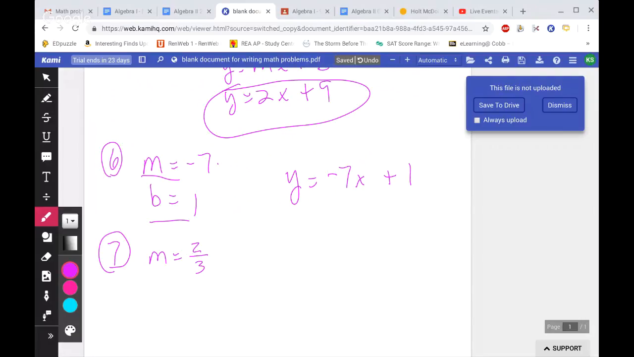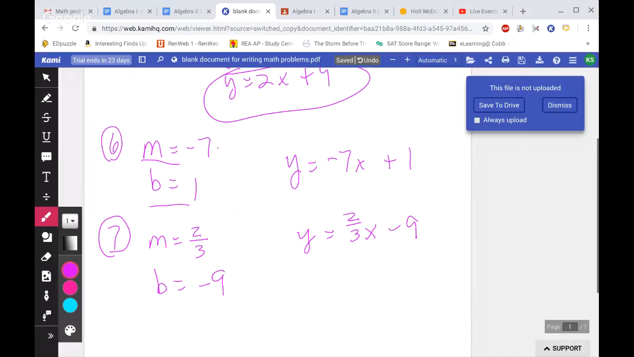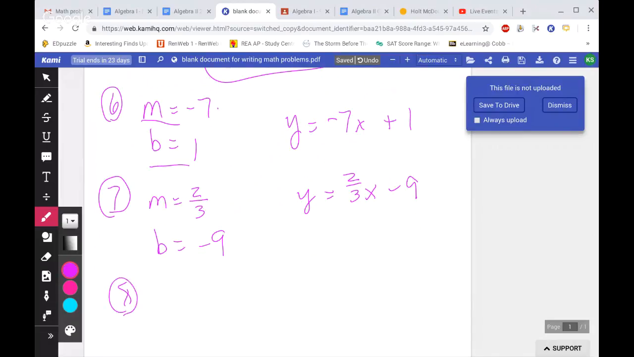The slope is 2/3. The y-intercept is -9. That's the answer. The slope is 3/4. The y-intercept is -6. This is number 8. So y equals 3/4 x minus 6.